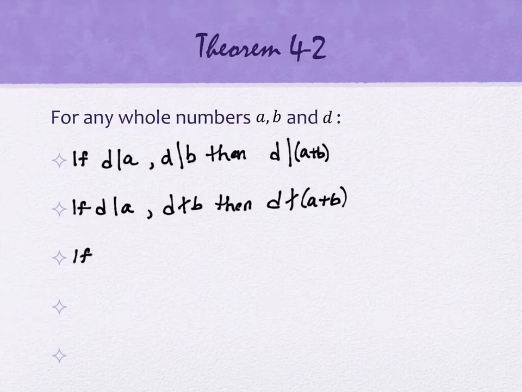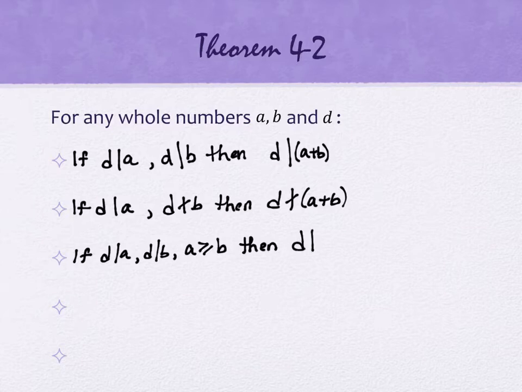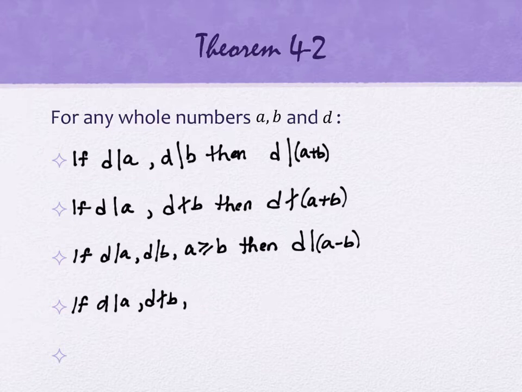The third one says if D divides A and D divides B, with the caveat of A being greater than or equal to B, only because we're still dealing with positive numbers, not because it doesn't work for negatives, then D divides A minus B. Because if A is bigger than B, A minus B is positive. That's the only reason for that condition. And then we have the two pieces that are the opposites of that statement: if D divides A and D does not divide B, and A is still greater than or equal to B.